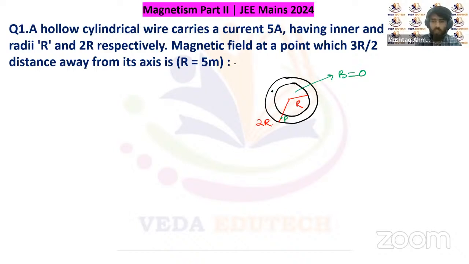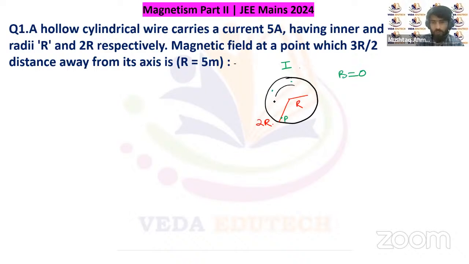So the current is actually only present in this part. Let me represent the current coming out of this cylinder with these dot points. Let's suppose the current I is flowing through this circular portion that lies between the inner circle and the outer circle. So this is the current I. Now we have to find the magnetic field at point P, at a distance of 3R by 2. Once again, what we can do is draw an Amperian loop at this point.